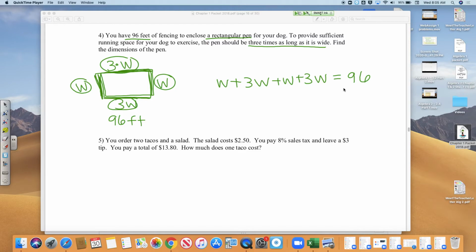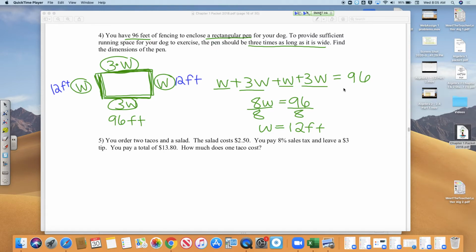Now it's time to combine like terms. We can add all of these together. 1 plus 3 is 4. 4 plus 1 is 5. 5 plus 3 is 8. This equals 8W. So all together we have 8W equals 96. Last step, we are going to divide both sides by 8. And we're going to get that the width of this yard is 12 feet. So I know here on this picture, the width is 12 feet.